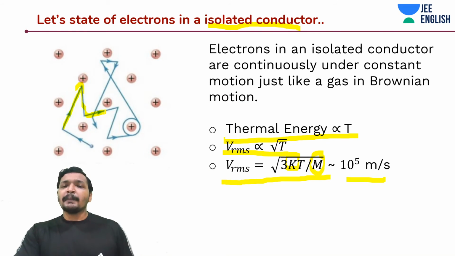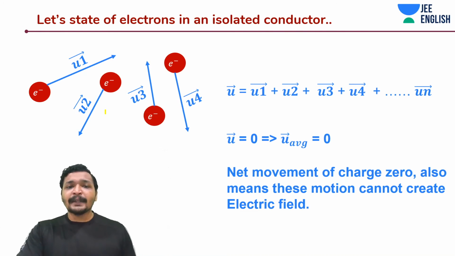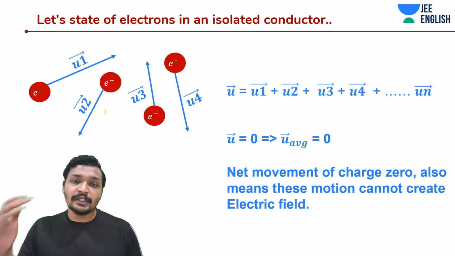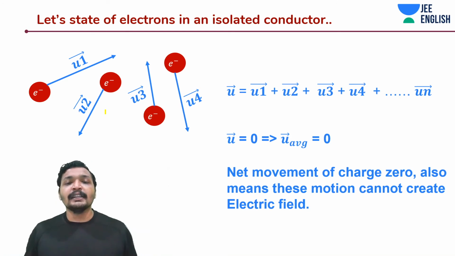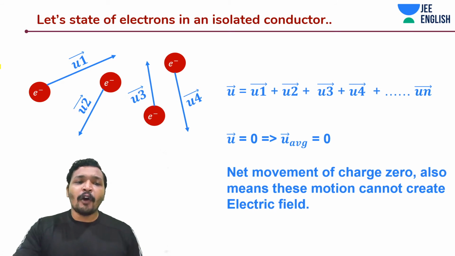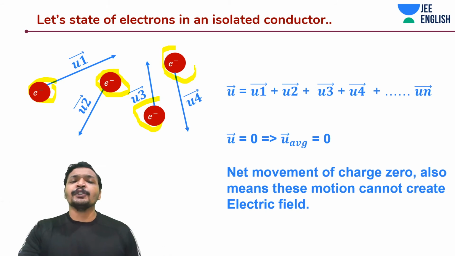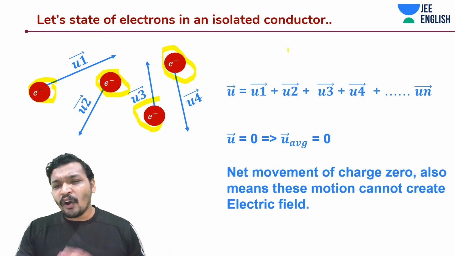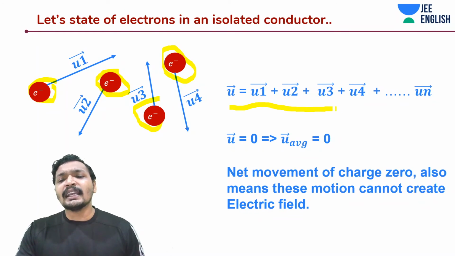We'll have a look at it, but before that we'll understand what is happening when I'm talking about no net motion of electrons in an isolated conductor. If there is a constant motion at that much speed, then there should be a very high value of current, right? But there is no current. Why is there no net current? If we add all the velocities of all the electrons, that is U1, U2, U3, U4, and so on, you will come to know that there is no net motion of electrons. So in an isolated conductor, when you add all these velocities, they cancel out each other.